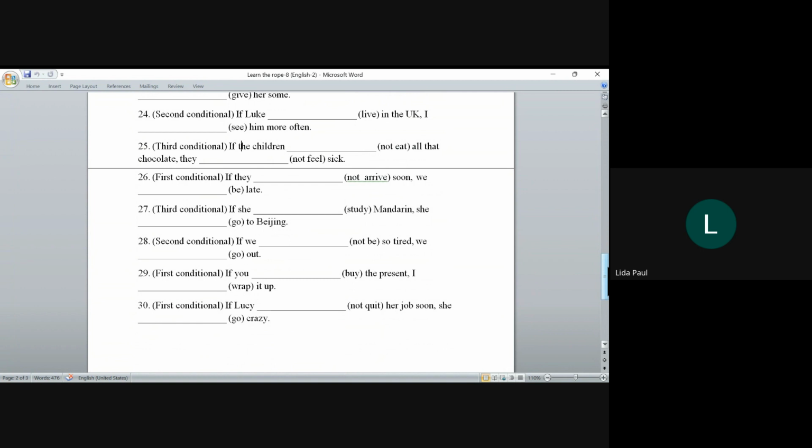29th is first conditional. If you buy the present, I will wrap it up. So first conditional, we know it's simple present and simple future for the main clause. I will wrap it up. Last one is the same. If Lucy doesn't quit her job soon, she will go crazy, right? Simple present and simple future.